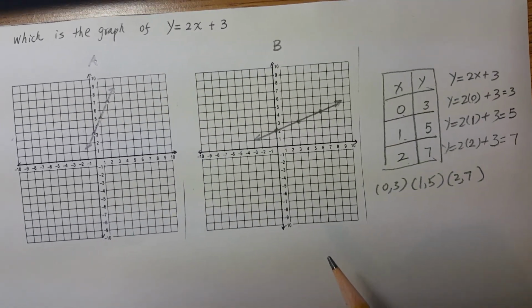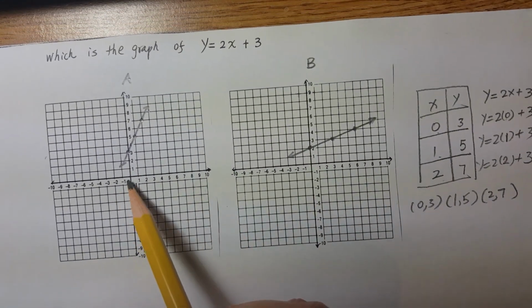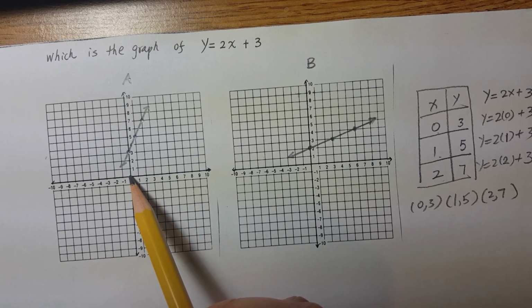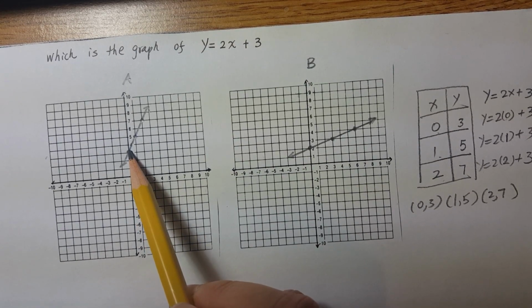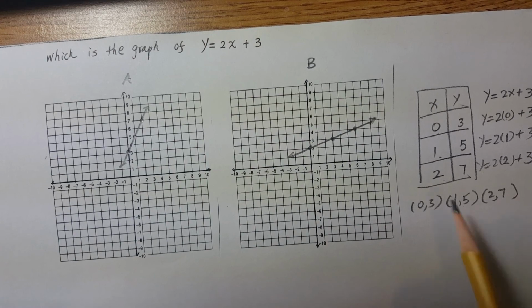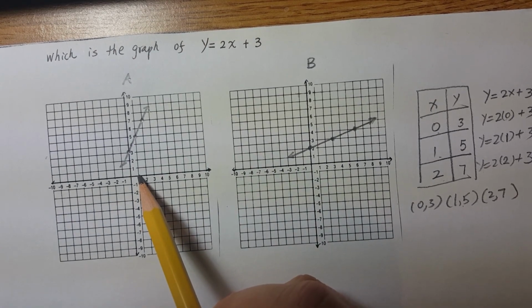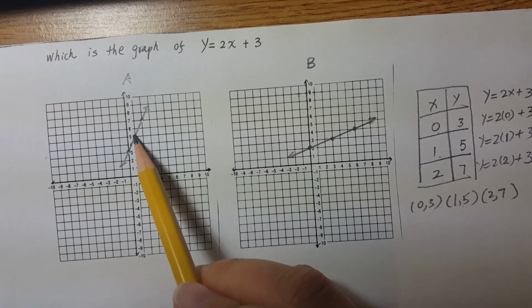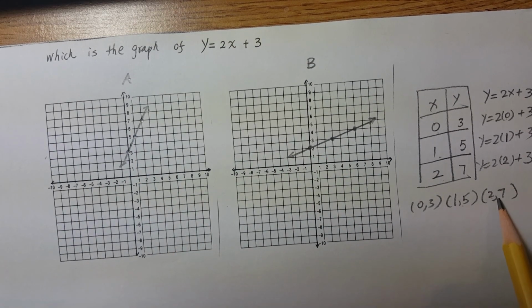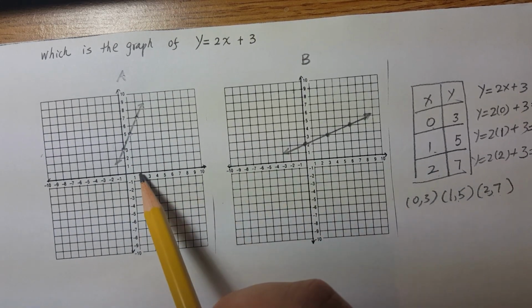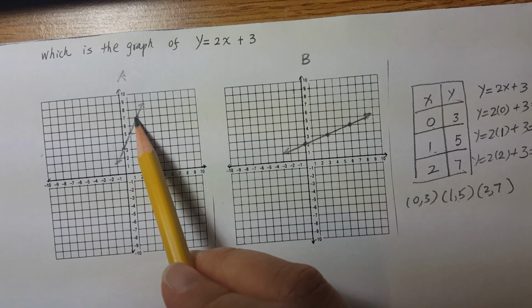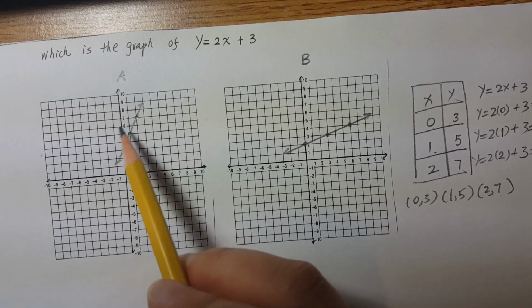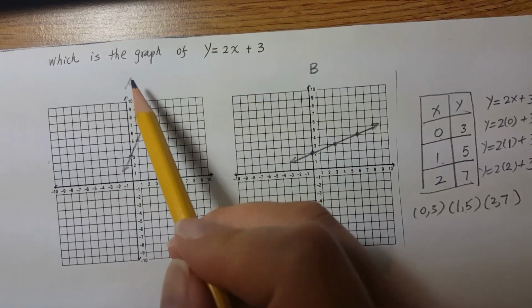So let's check. 0, 3. Okay, it matches. You go to 0, and you start with 3, it works. 1, 5: you go to 1 and you go up to 5. There's a point right here. 2, 7: you go to 2, and you go to 7. There's a dot over here. So choice A matches. The answer is A.